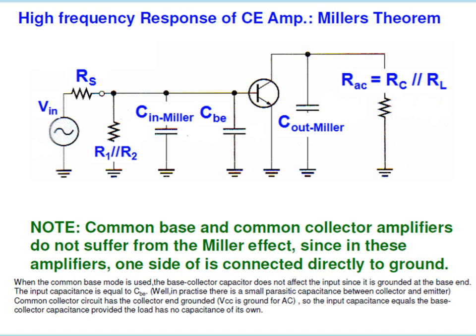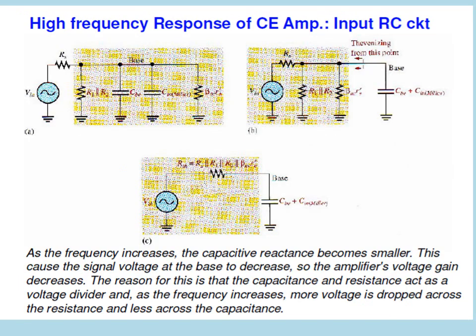Another point to note is that the Miller capacitance will occur only in an inverting amplifier. That means the Miller capacitance will play a role only in the common emitter configuration. It does not exist in common base and common collector. Now let's see the frequency response of the common emitter amplifier in the input RC circuit.